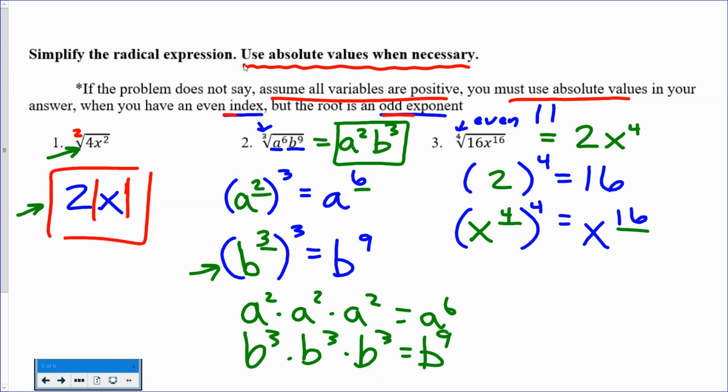Okay. Since 4 came out as an even power, I don't need to throw in absolute values, even though we started with an even root, because no matter what, I'm going to get a positive value whether I plug in negative numbers or positive numbers.